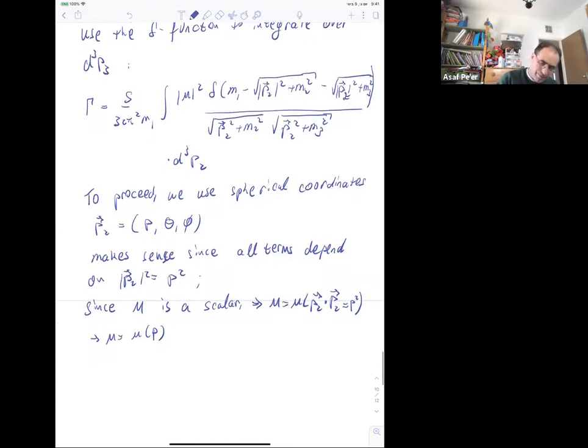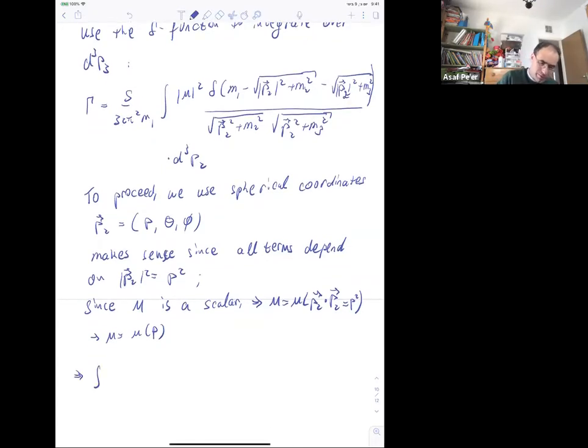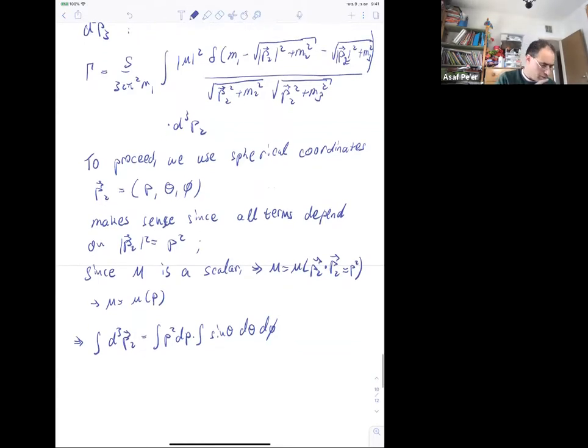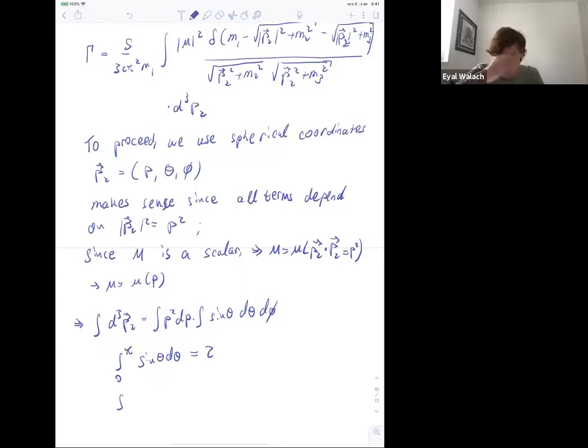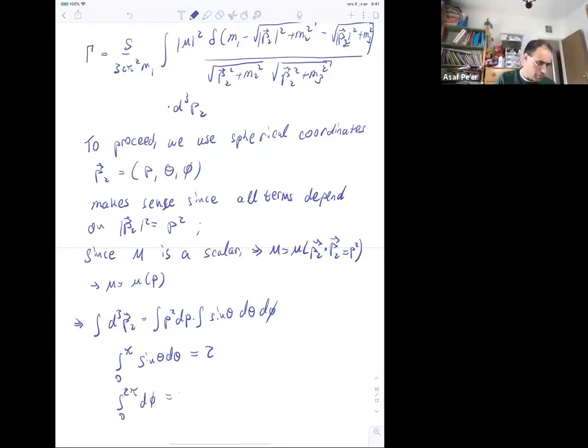So if we do that, then the integral d cube p2, right? It's integral p squared dp times integral sine theta d theta d phi. You should really write d theta and d phi, but hopefully you understand what I'm doing. Now the angular integrals are pretty straightforward, right? So an integral from 0 to pi of sine theta d theta. How much is that? Two. Thank you. Integral from 0 to 2 pi of d phi is just 2 pi.